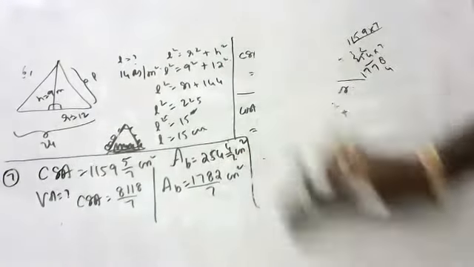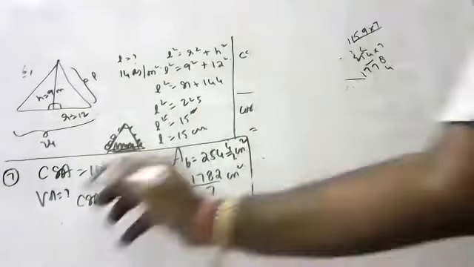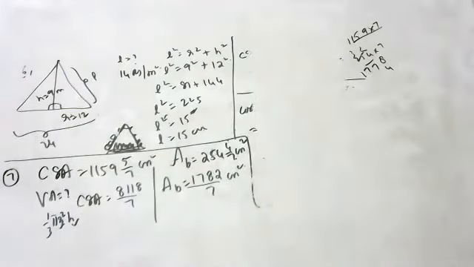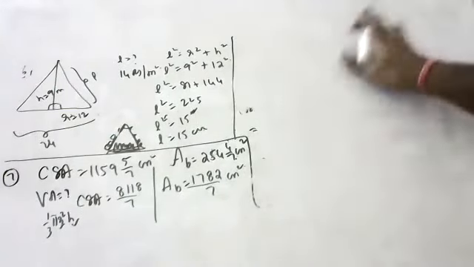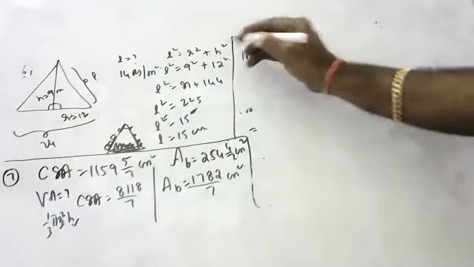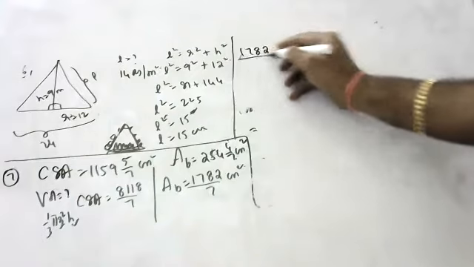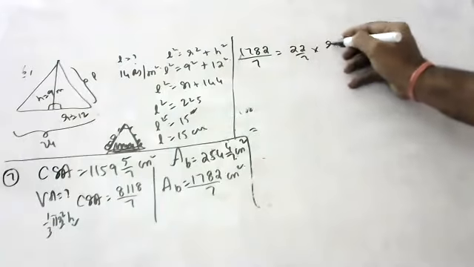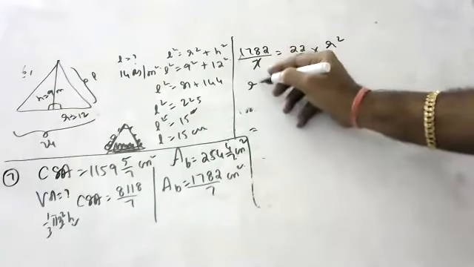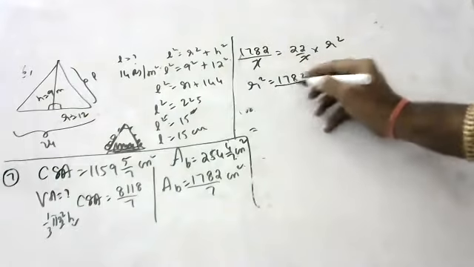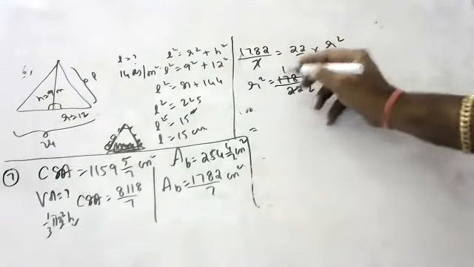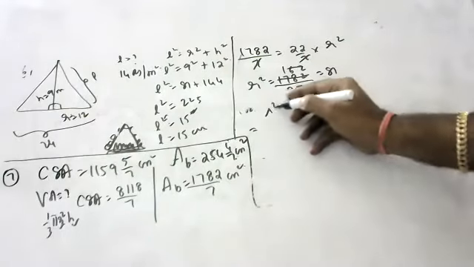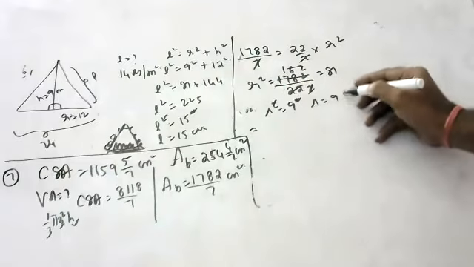So, Vivek, to find the volume, compulsorily we need 1 by 3 pi r square h. We need radius and height. Radius we will get by area of the base. Area of the base 1782 by 7 is equal to pi r square. So r square is equal to 1782 by 22. So r square is equal to 81, which is 9 square. R is equal to 9, sir.